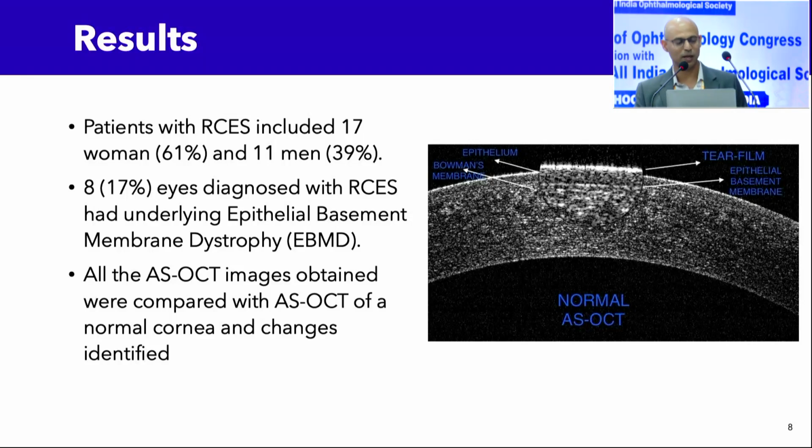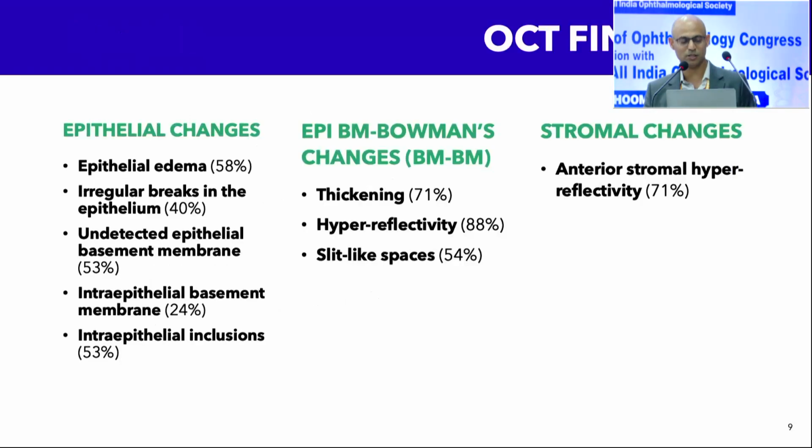So we had patients with recurrent corneal erosion syndrome: 17 ladies and 11 men. 8 of these patients had underlying epithelial basement membrane dystrophies, which was 17%, and all the AS-OCT images were compared with normal AS-OCT images, and changes were noted. So these were the changes that were seen in the epithelium. We see changes in the epithelial basement membrane, Bowman's membrane junction, and then changes in the anterior stroma.